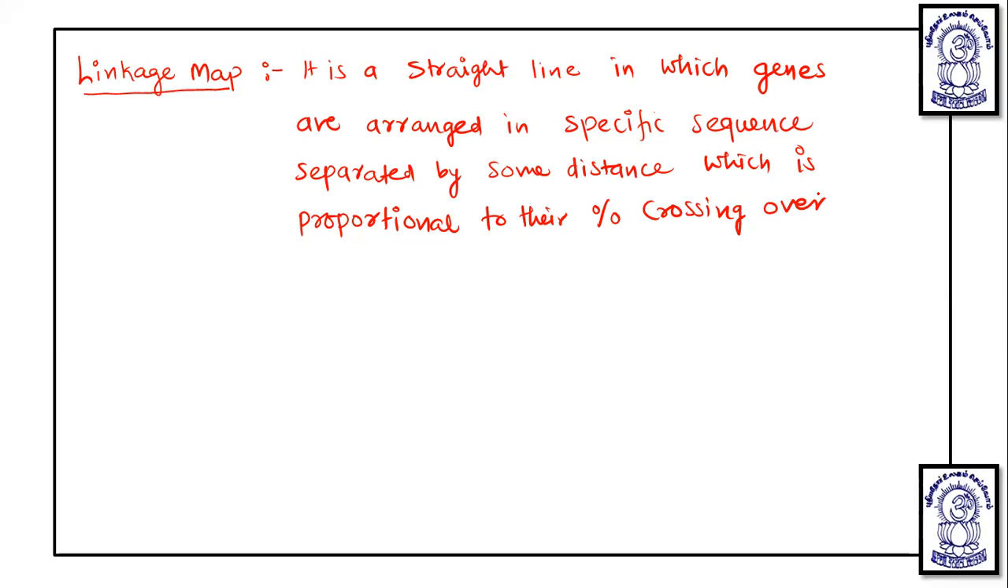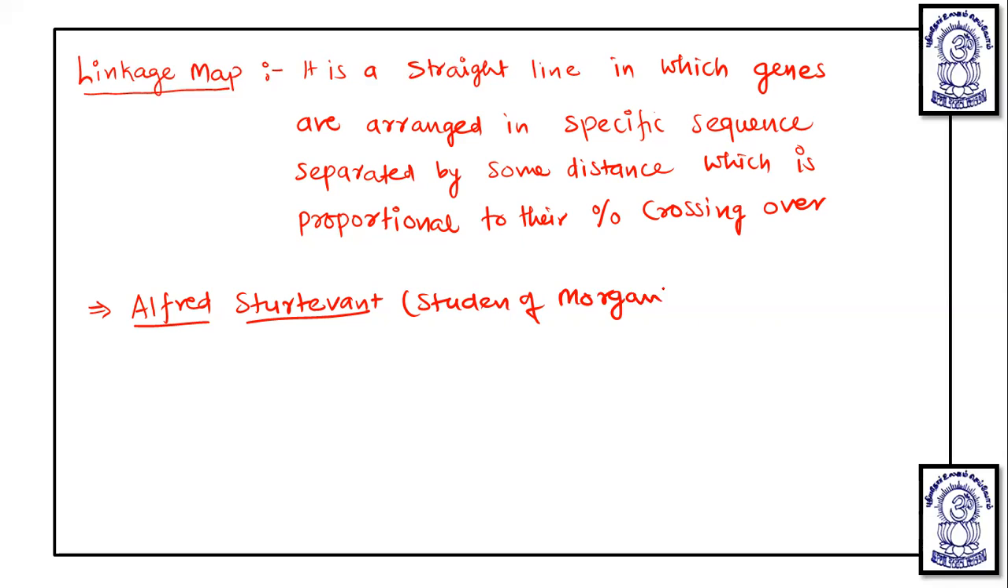But remember, this linkage mapping, or we can say chromosomal mapping idea, and the linkage map was given by Alfred Sturtevant, who was a student of Morgan, and this phenomenon is given by him.